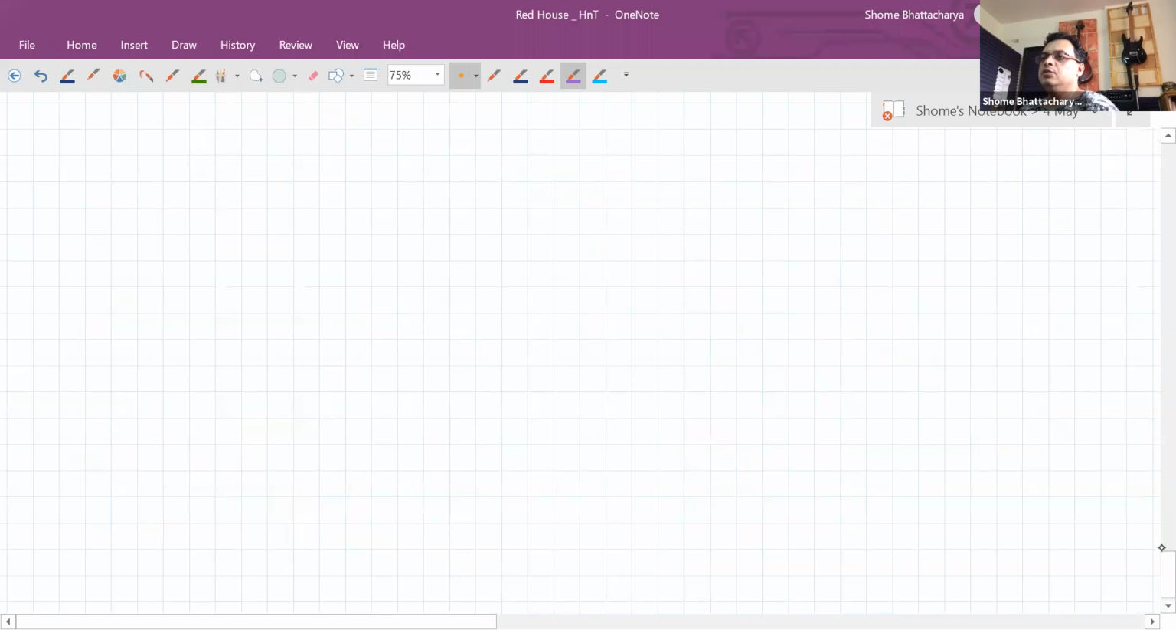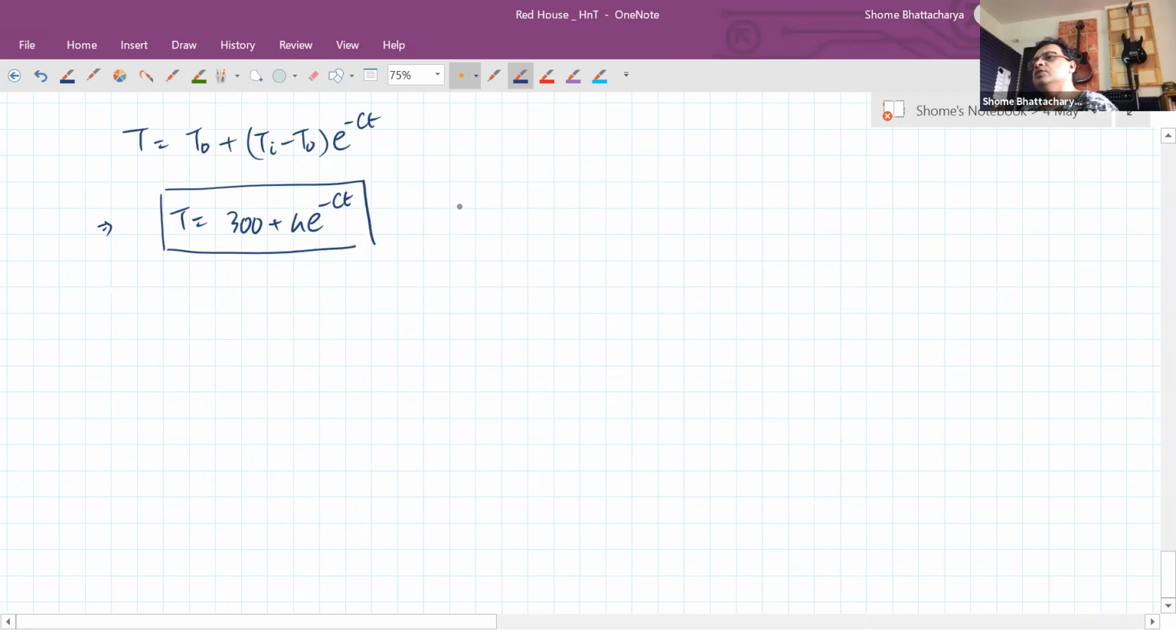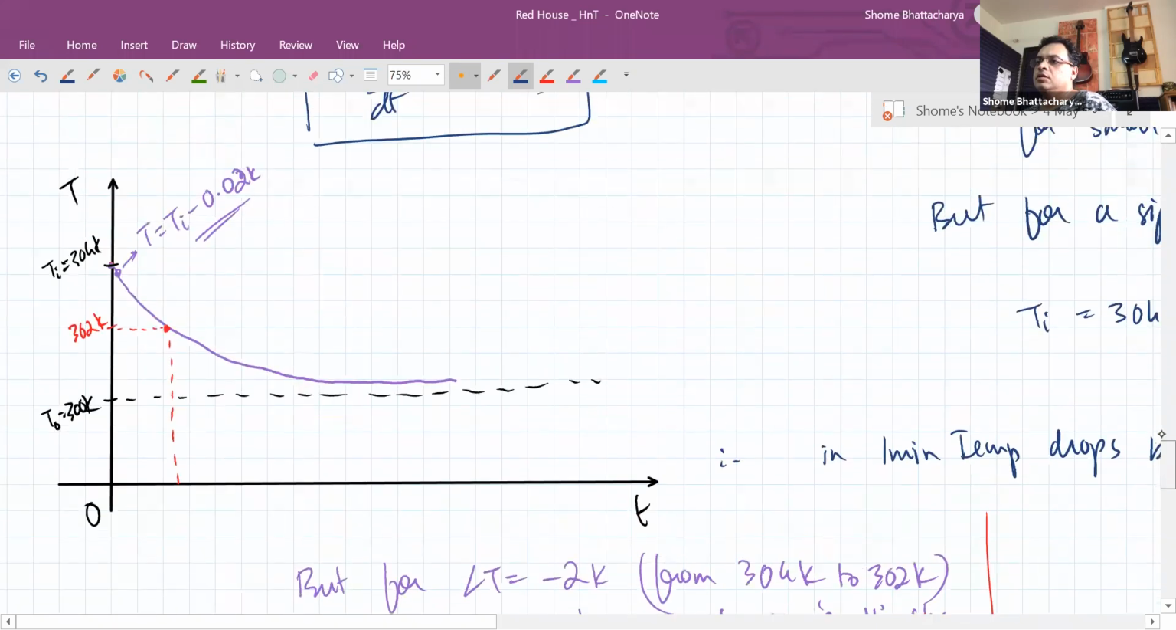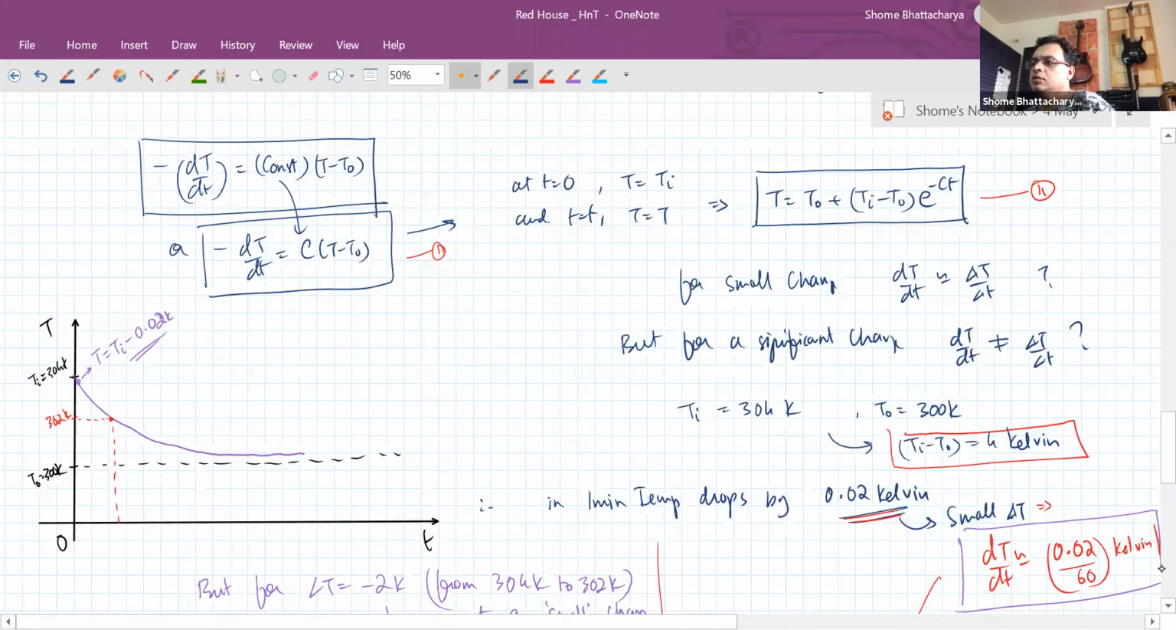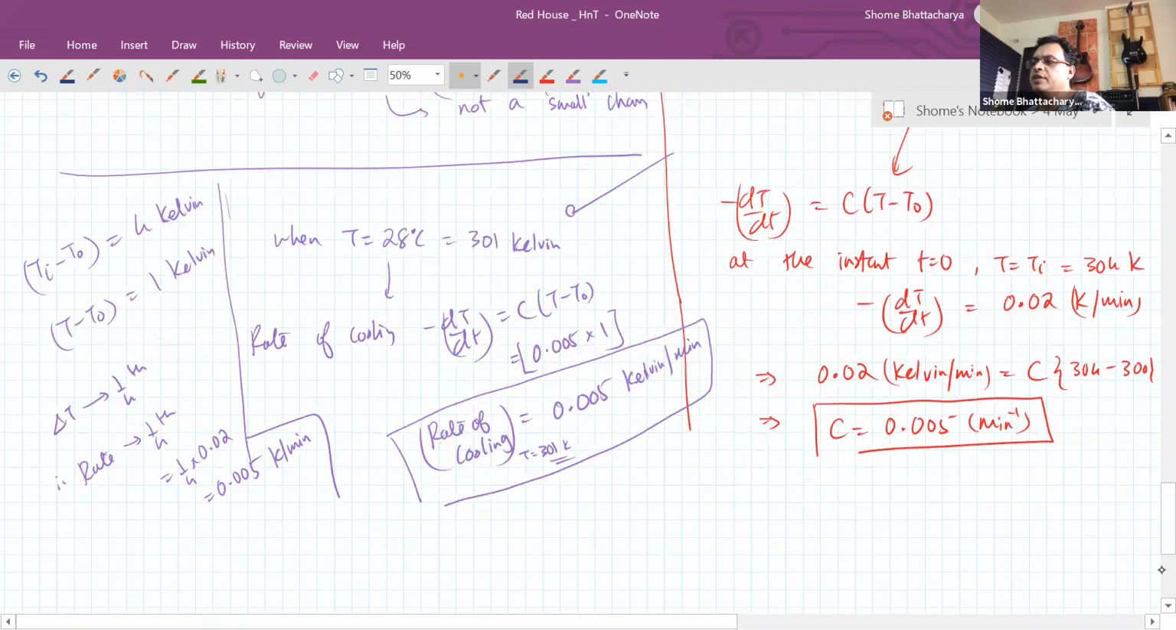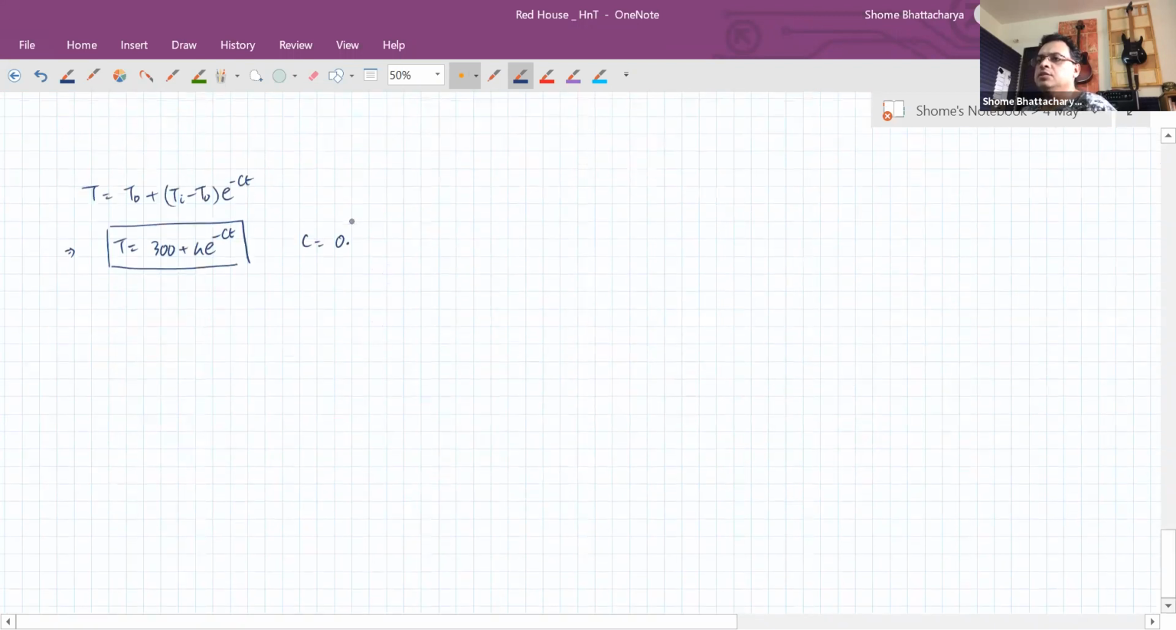So when I substitute this equation over here, that temperature as a function of time is this thing. The equation that I get in this case is that temperature is equal to 300 plus 4 e raised to the power minus Ct, where I know the value of C. How much was it? The value of C that we had got. Yeah, 0.005 minute inverse. So that value of C we will use.